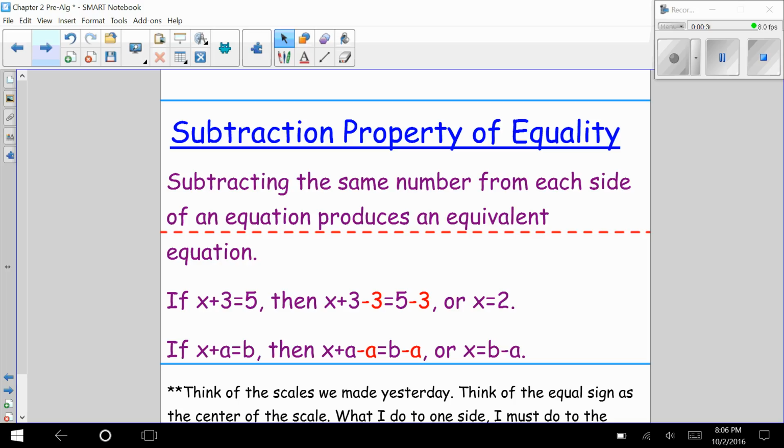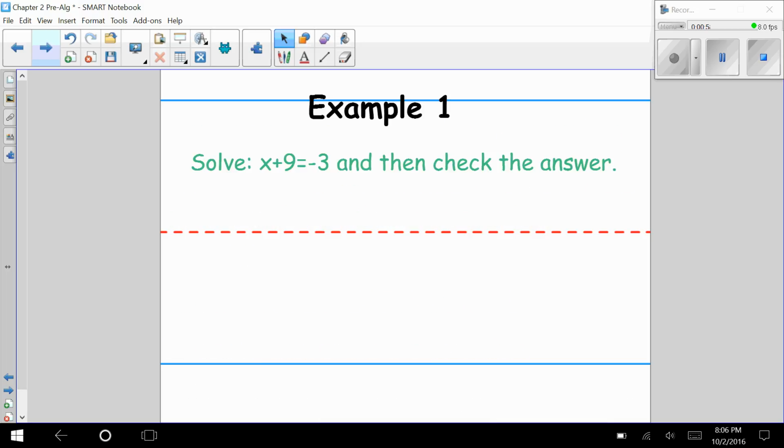The subtraction property of equality. Subtracting the same number from each side of an equation produces an equivalent equation. So for example, if x plus 3 equals 5, then I can subtract 3 from both sides, as shown in red here, and I'll end up with x equals 2. If x plus a equals b, then x plus a minus a equals b minus a, or x equals b minus a, if you're thinking in algebra terms.